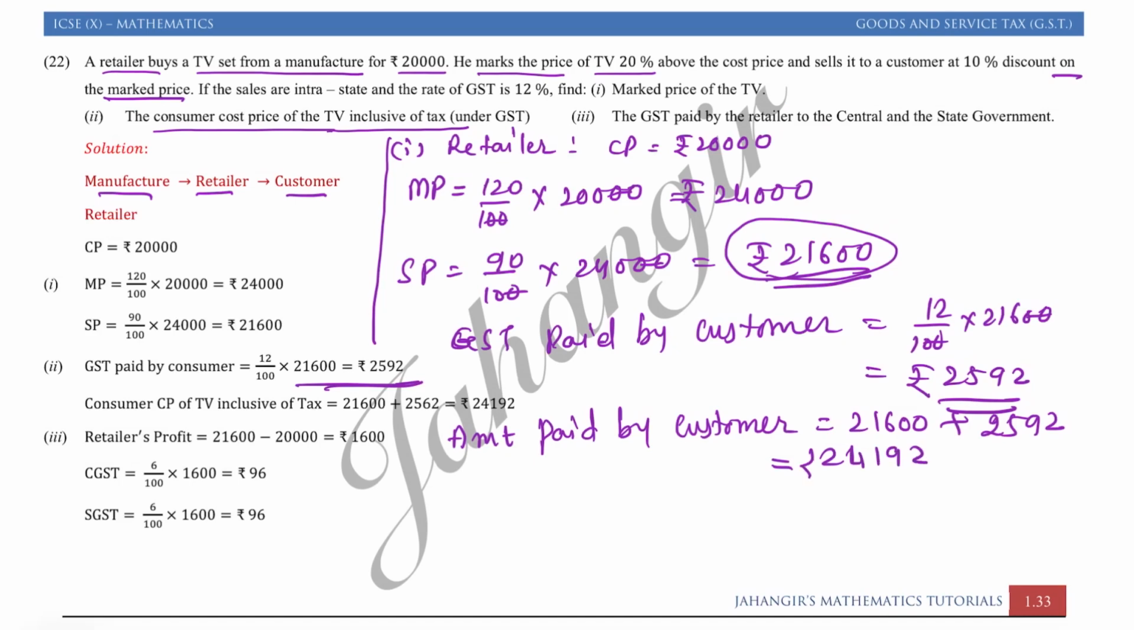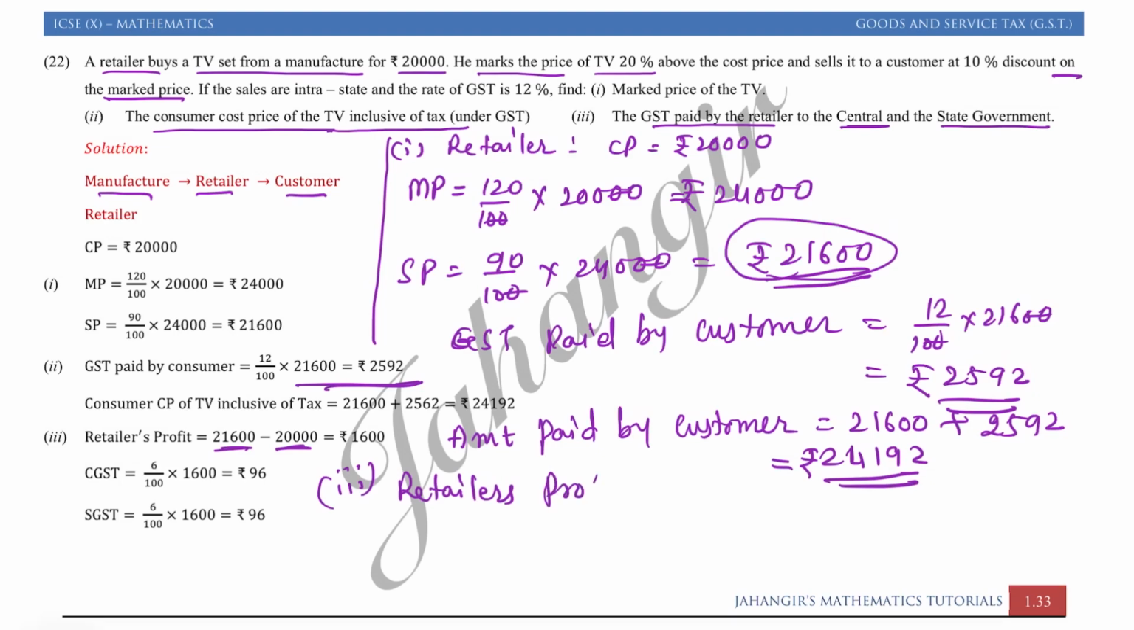24,192 rupees. Okay. Now third part में GST paid by the retailer to central and state government. So here we have to find retailer's profit. तो retailer का profit is retailer selling price minus retailer cost price. So third part में we can find retailer's profit.